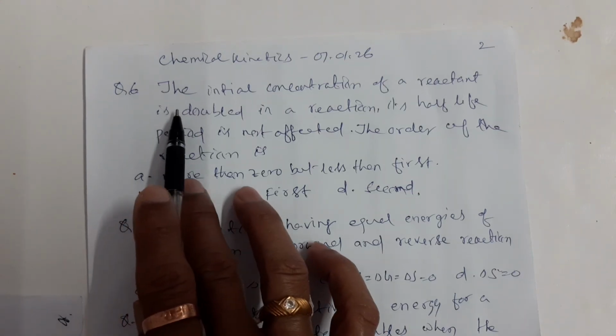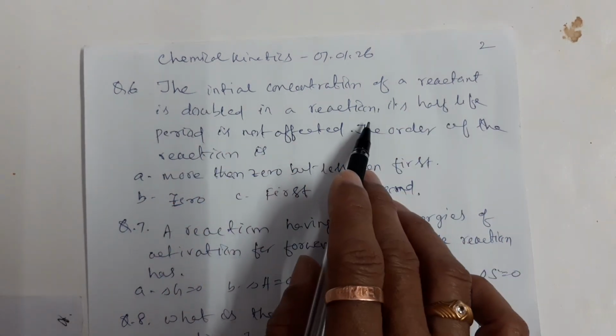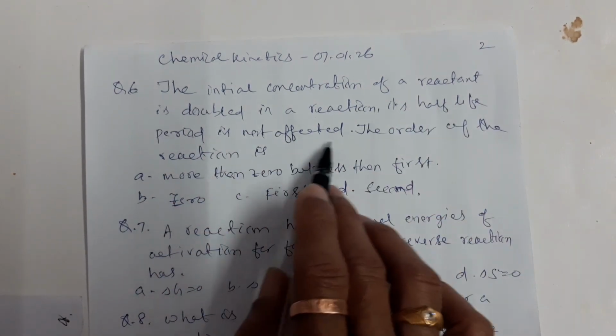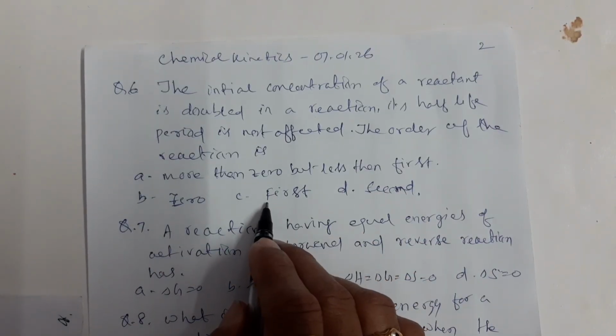Question number 6. The initial concentration of reactant is doubled in a reaction. Its half-life period is not affected. The order of reaction is what? So out of these, C is the correct answer.